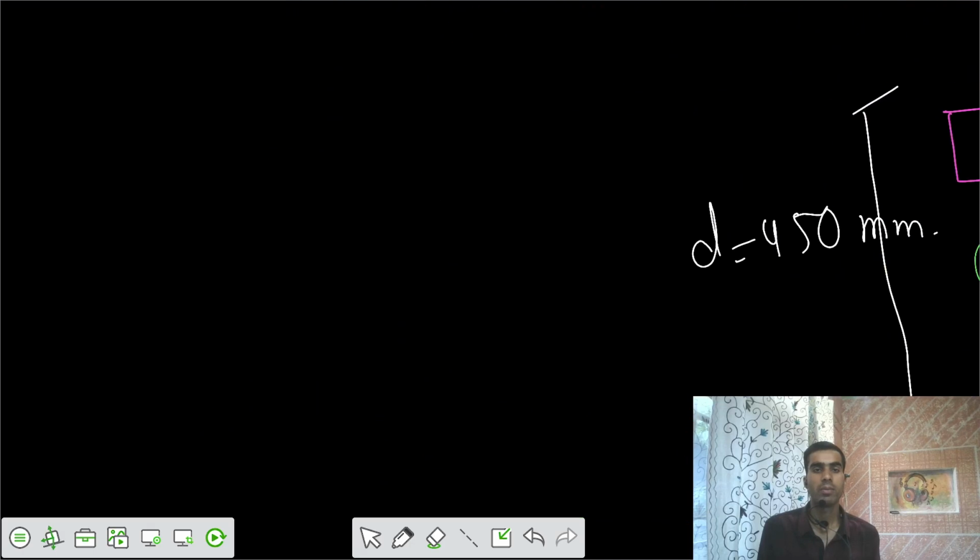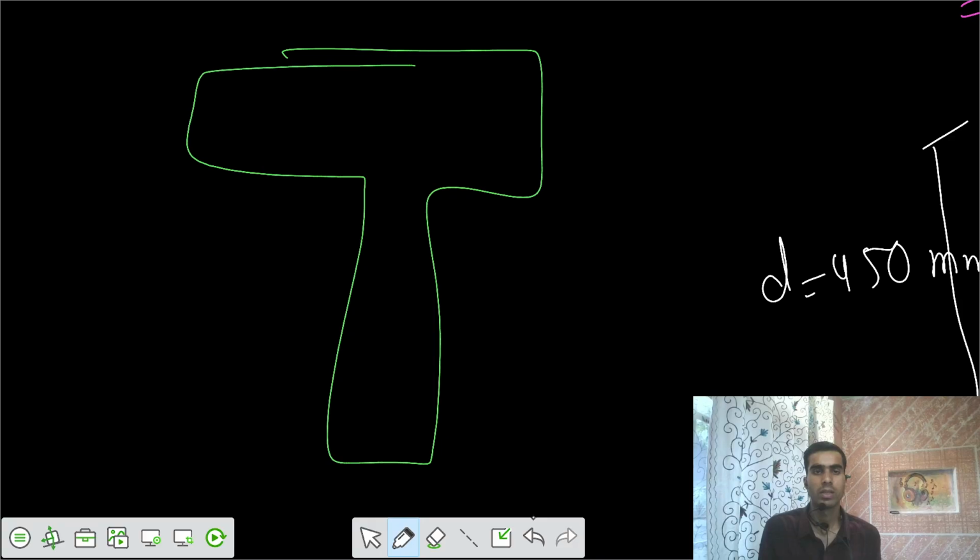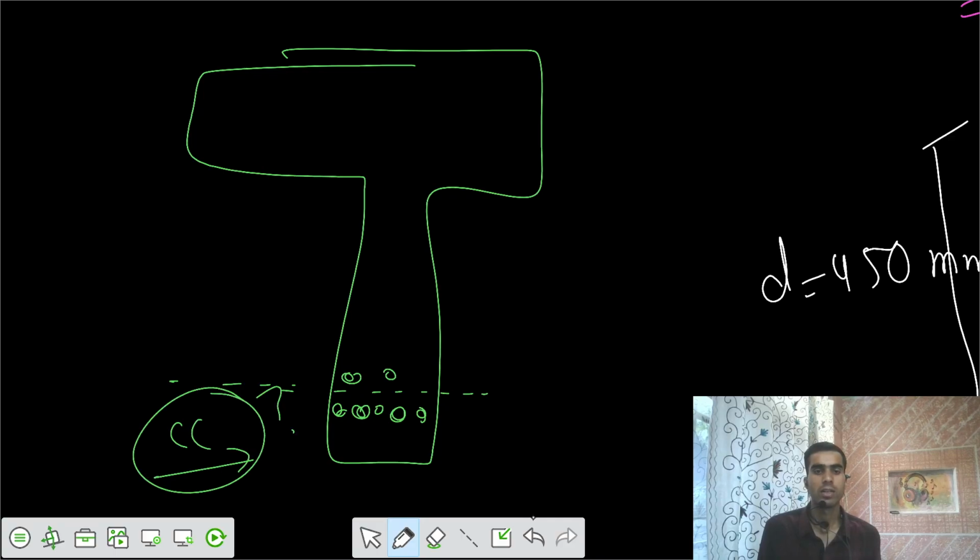But for the previous problem, I said that we can take the D value corresponding to the centroid of the bars. I said that D value would be somewhere here, and based on that your clear cover was not ensured. So finally you would take D corresponding to the center of bars.